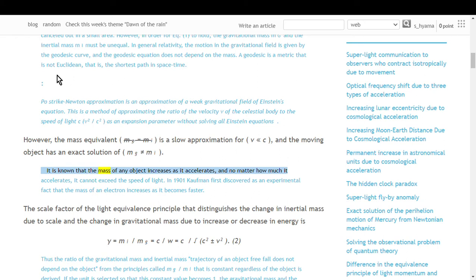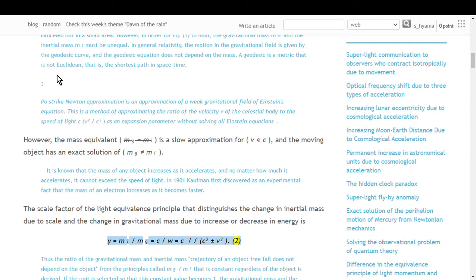It is known that the mass of any object increases as it accelerates, and no matter how much it accelerates, it cannot exceed the speed of light. In 1901, Kaufmann first discovered as an experimental fact that the mass of an electron increases as it becomes faster. The scale factor of the light equivalence principle that distinguishes the change in inertial mass due to scale, and the change in gravitational mass due to increase or decrease in energy, is gamma = m_i/m_g = c/w = c / sqrt(c^2 ± v^2), (2).